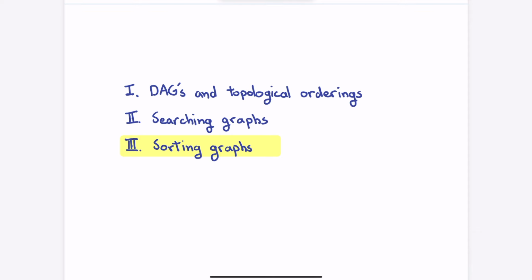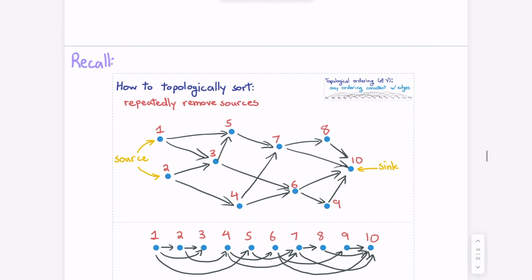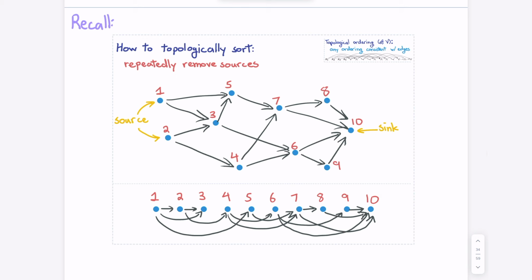All right, so now let's get to, I think, the most interesting part of the lecture. Okay, sorting graphs. Beginning, we did topological sort. You remove sources one at a time and you get the topological order, or a topological order.